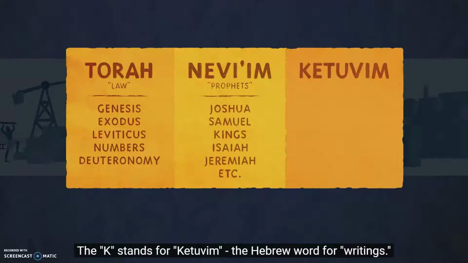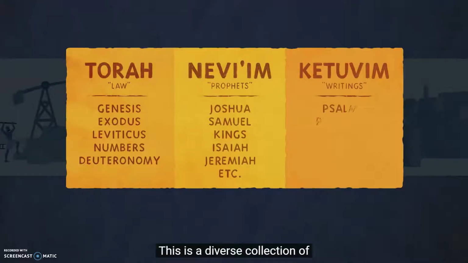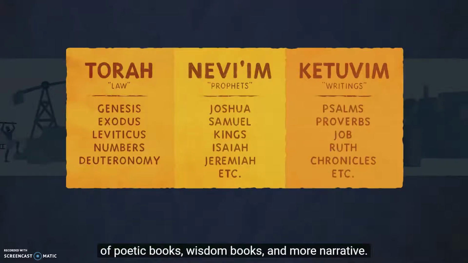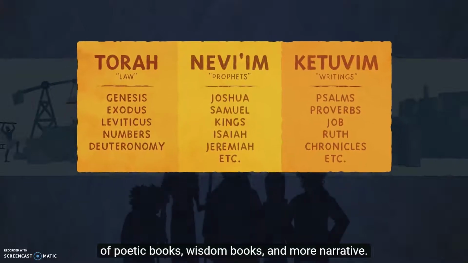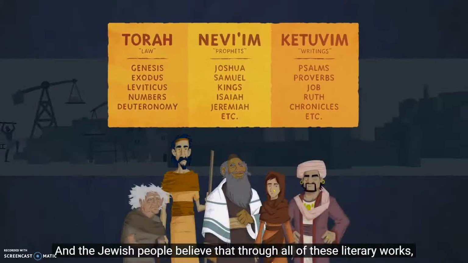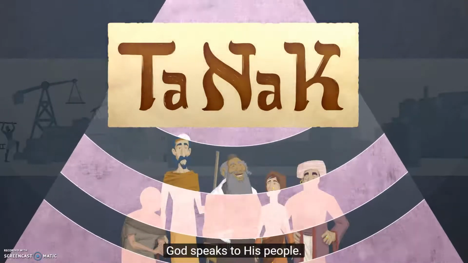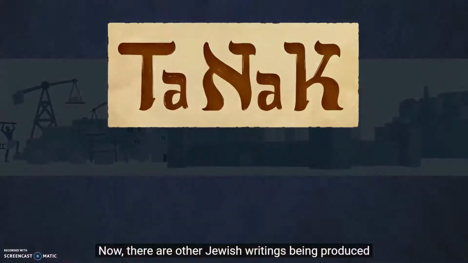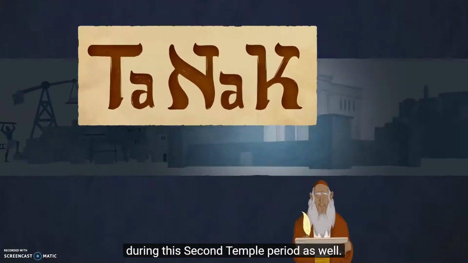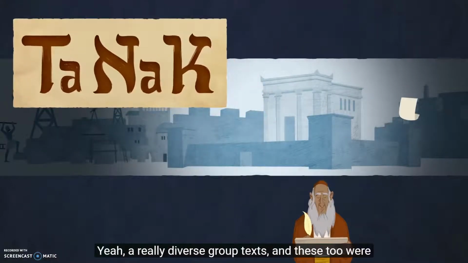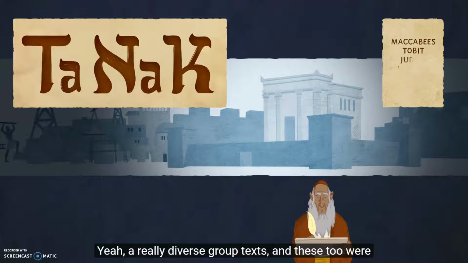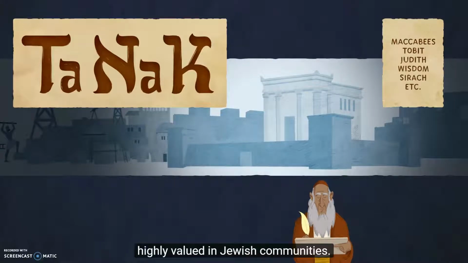The K stands for Ketuvim, the Hebrew word for writings. This is a diverse collection of poetic books, wisdom books, and more narrative. And the Jewish people believe that through all of these literary works, God speaks to his people. Now, there were other Jewish writings being produced during this Second Temple period as well. Yeah, a really diverse group of texts, and these too were highly valued in Jewish communities.